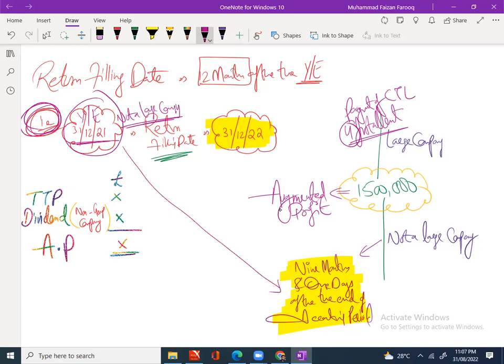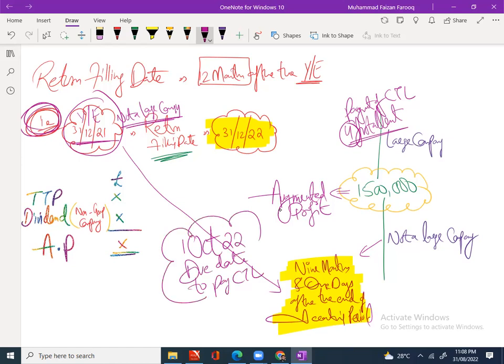9 months and 1 day means January, February, March, April, May, June, July, August, September. September 30th is my 9 months. 9 months and 1 day means the 10th month, first day. You can memorize it this way as well. In the Finance Act, government wrote it in this manner: complete 9 months and 1 day. In the example of year ended 31st December 21, the 9 months will be in September and the first day of the 10th month will be 1st of October 22, which is my due date to pay corporation tax liability. Why? Because this is not a large company.